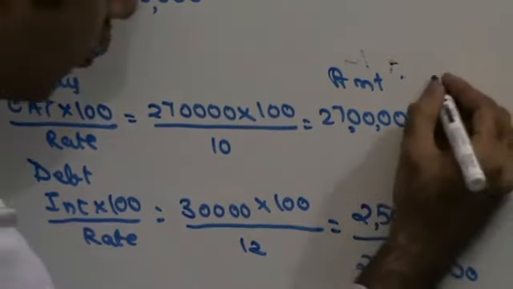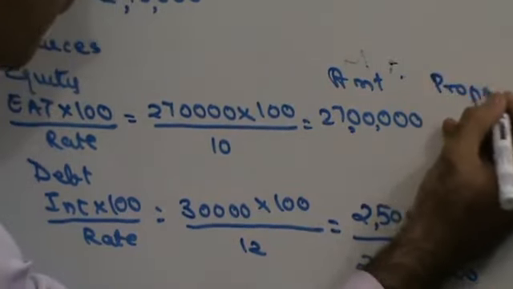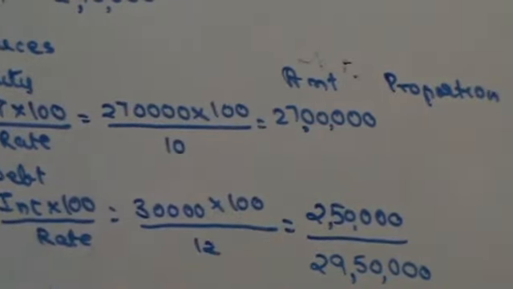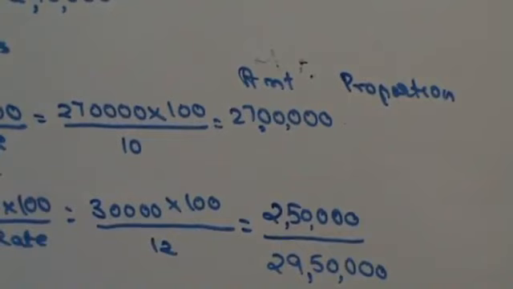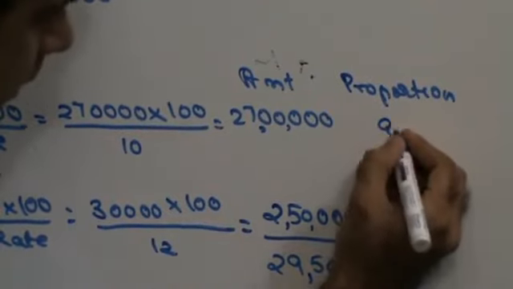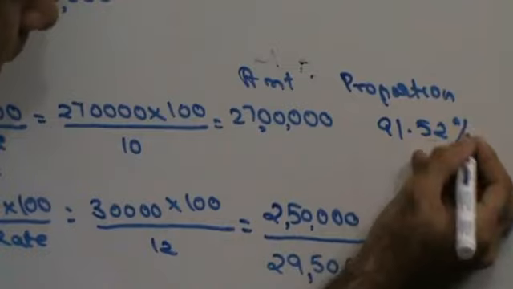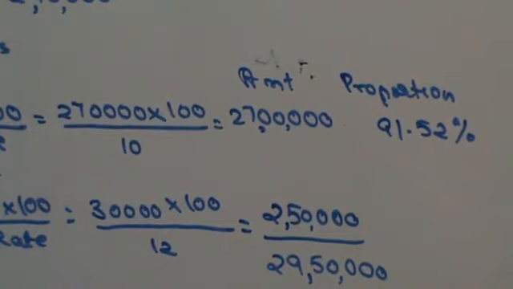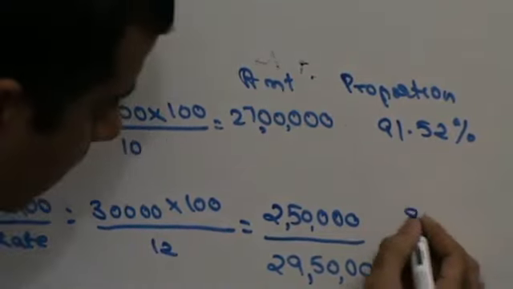Let's find out the proportion here. 27 lakhs divided by 29,50,000 into 100. 91.52. Similarly, 2,50,000 divided by 29,50,000 into 100. 8.47.